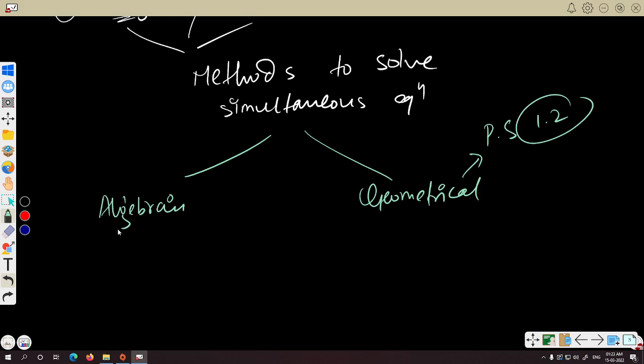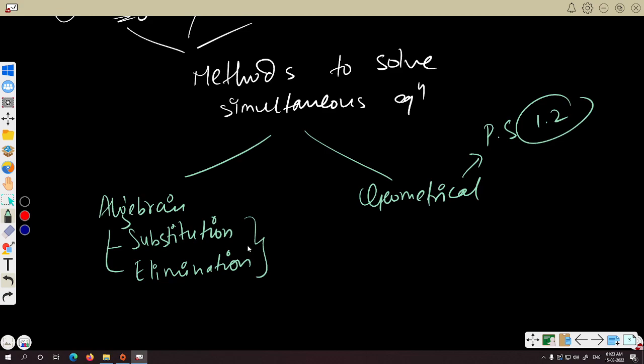If I talk about algebraic, we have two methods. First is the method of substitution, and the second is the method of elimination. Now as I said, geometrical method को हम practice set 1.2 में देखेंगे. So in this lecture I will explain what is the method of substitution and the method of elimination.